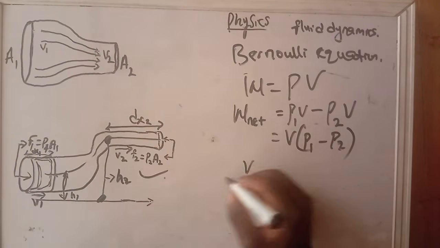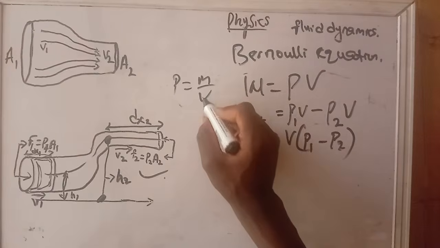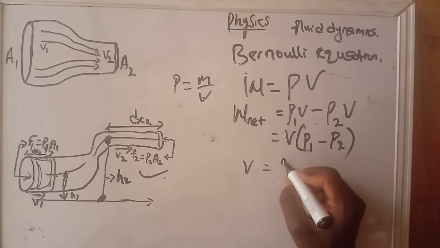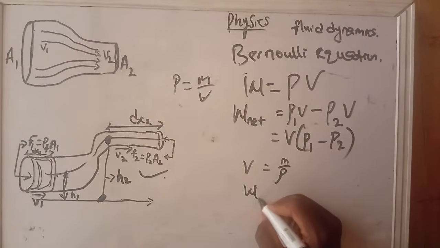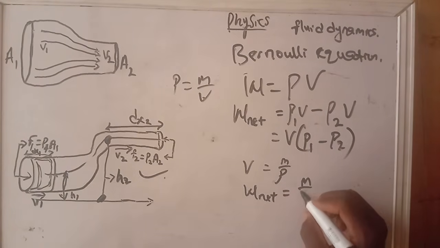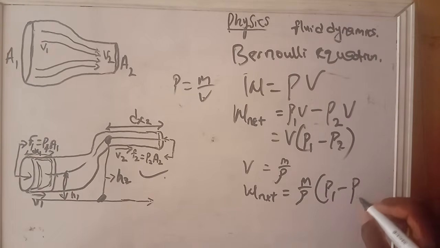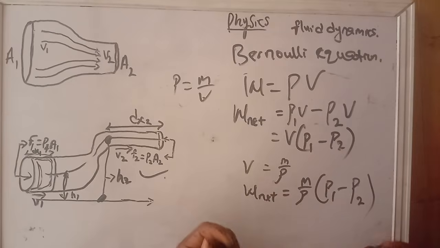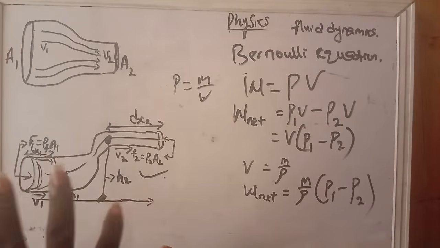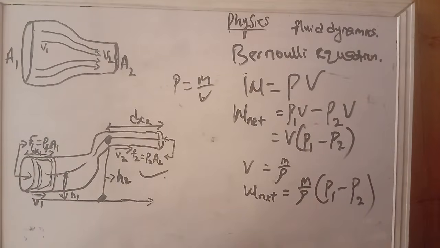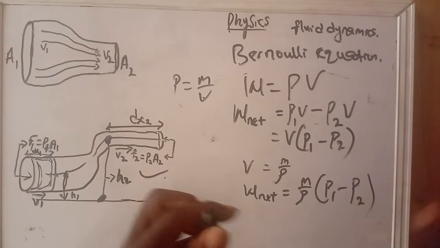And don't forget, density equals to mass over volume. If you take volume to the other side of the formula, that means volume equals to mass over density. So here you can conclude that our net work done equals to mass over density into P1 minus P2. I'm deriving this formula so that at any question they give you, you know what they are referring to, even though the question may not require you to use that equation. So anything they ask you, you can know what to do. Now our net work done equals to volume, which is mass over density, times P1 minus P2.